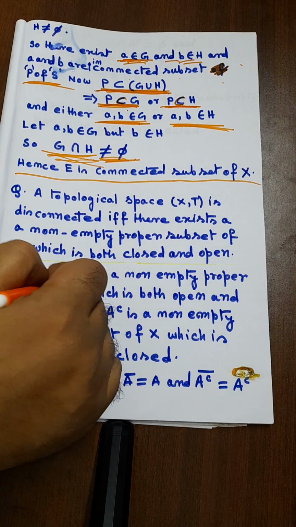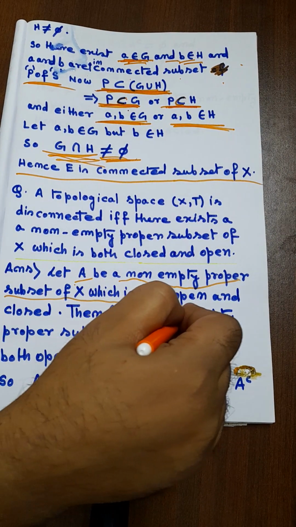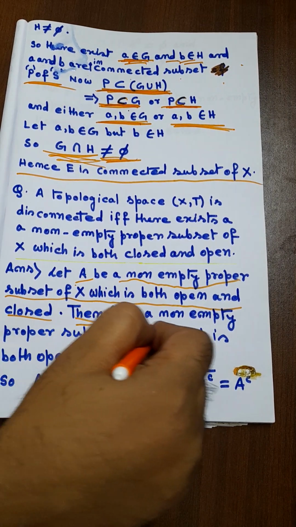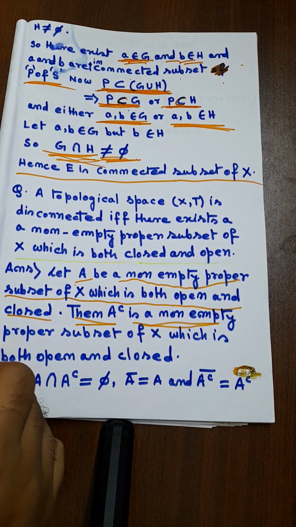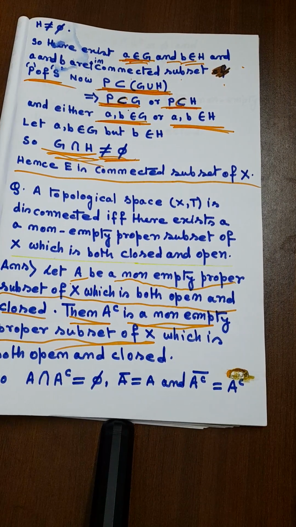What we are considering, let A be a non-empty proper subset of X which is both open and closed. Then A complement is a non-empty proper subset of X. All of these things I have explained in my set theory and previous videos of topology. If you don't understand, go there. Everything will be very easy for you to understand if you have gone through those videos. I am giving you here question and answer, so I am not going to explain what the complement of a set is.